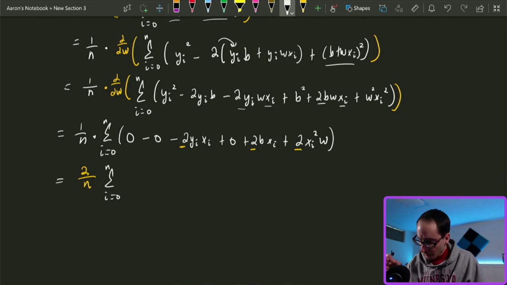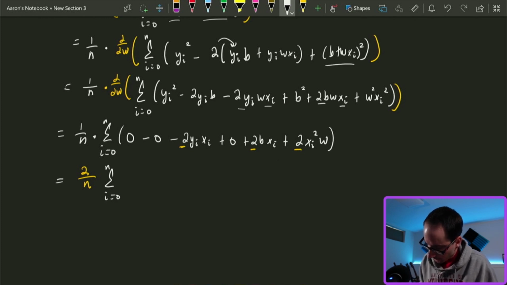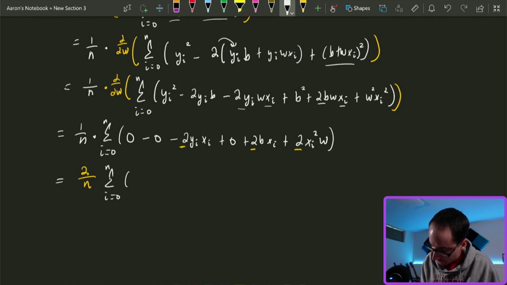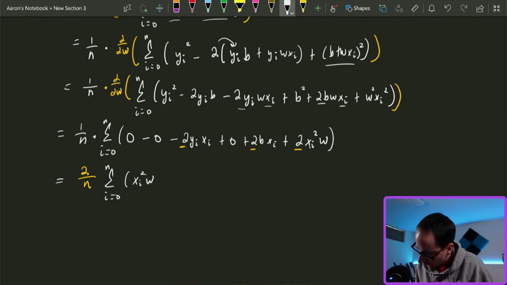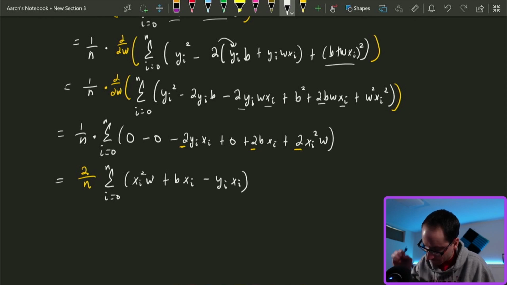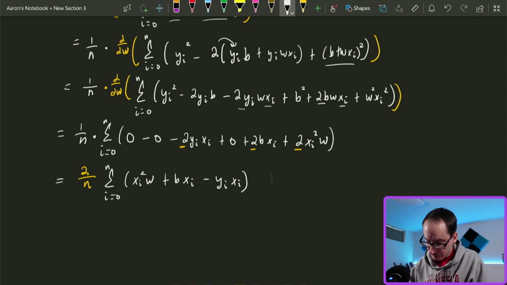Okay. And then let me just go ahead and clean this up a little bit. I'll write my positive terms first. So I have 2xi squared w. No, I don't have 2 anymore. I factored that out. So this is just xi squared w plus bxi minus yixi. Yeah, there we go. I think that looks good. So we have our partial derivative with respect to w here.